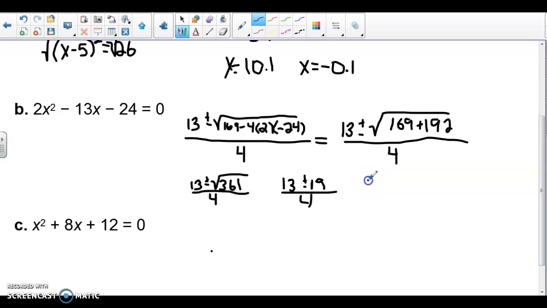13 plus 19 would give me 32 over 4, and 13 minus 19 would be negative 6 over 4. So my final answers here would be x equals 8 and x equals negative 3 over 2.